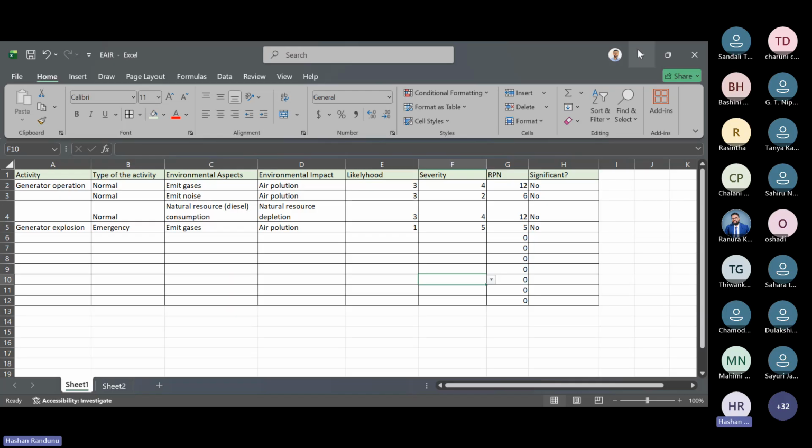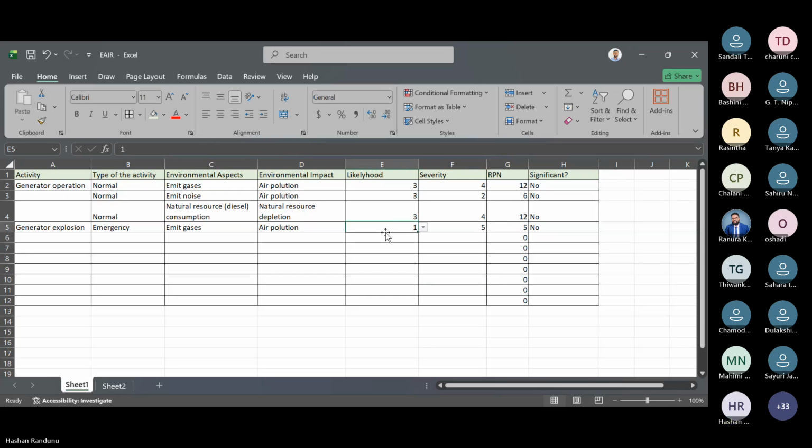If everyone can see my Excel, you can see I have identified generator explosion as an emergency. But the likelihood for generator operation is one. It is a very rare case, but the severity is pretty much high. It is 5, right? Then the RPN is 5. Then that hasn't been identified as a significant environmental aspect. I mean, gas emission from that generator explosion hasn't been identified as a significant environmental aspect.